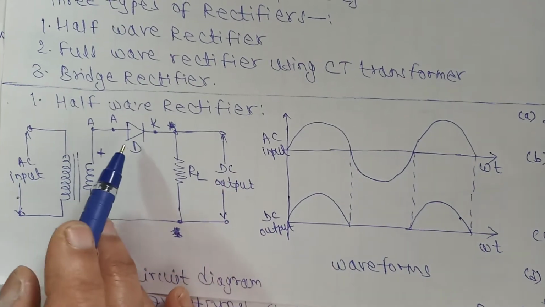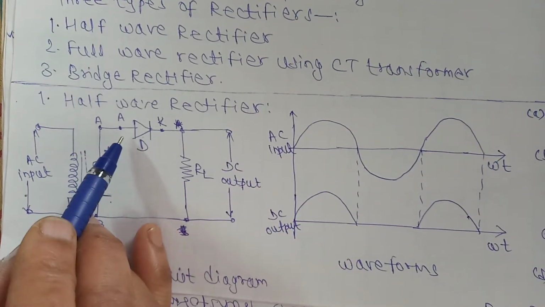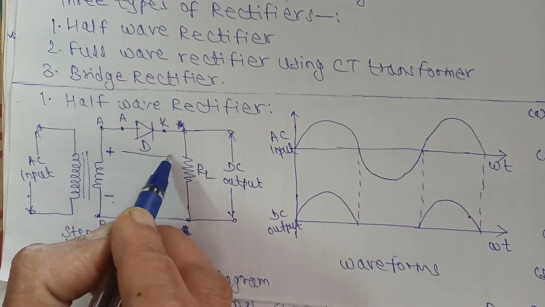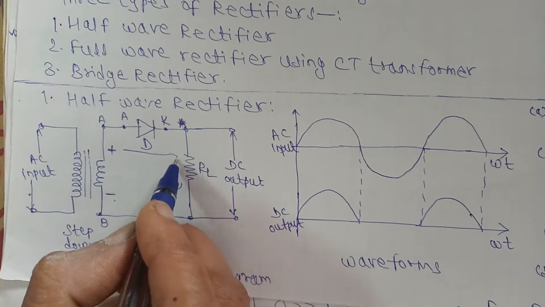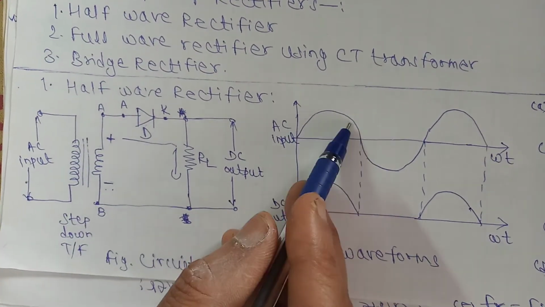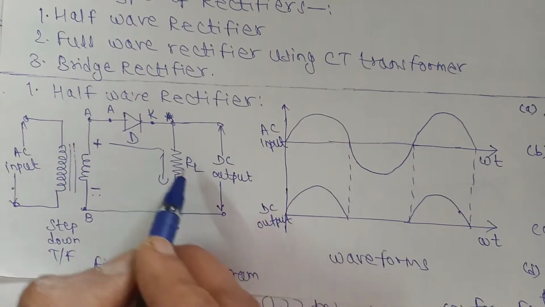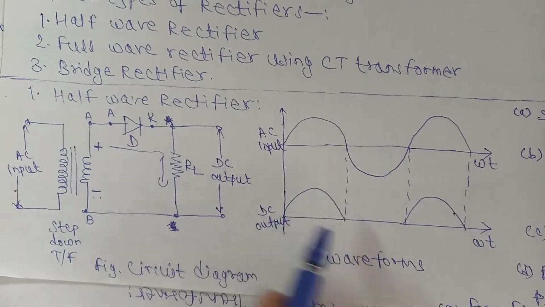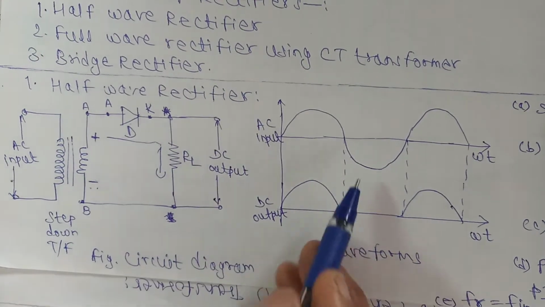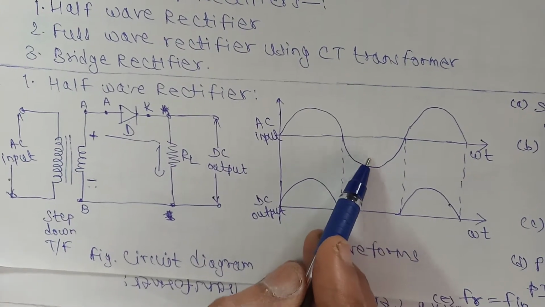And all of you know that the diode conducts only during the positive half cycle. So the current flows in this direction through RL. That means during the positive half cycle we are getting the DC output voltage across this RL. All of you are getting? Now see what happens during the negative half cycle.